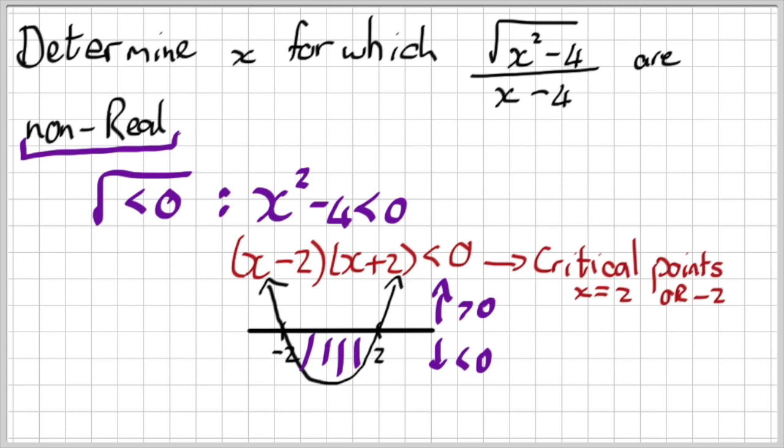Now, ladies and gents, here's a nice little trick. On your piece of paper, cover the bigger than or equal to 0 part with your hand. If you cover it with your hand, what part of the sketch is left? Well, this part underneath the x-axis. So in other words, it's those x values that are going to be the answer for my question. So my answer is that x lies between negative 2 and 2.